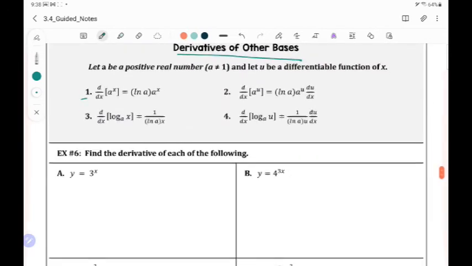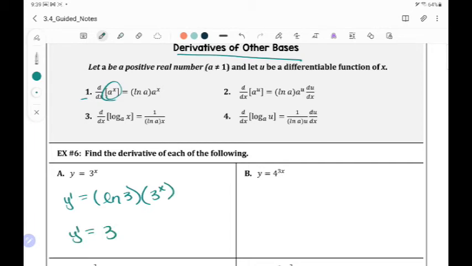So let's do this first one. Y equals 3 to the x. That is very much this style. So y prime is going to be the natural log of a, which happens to be 3 in this case, times 3 to the x. You could rewrite this if you want to, 3 to the x natural log of 3, and that would be finished, okay?